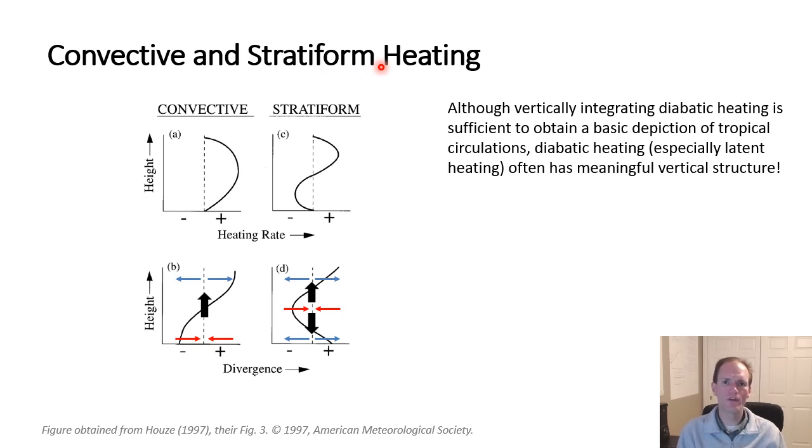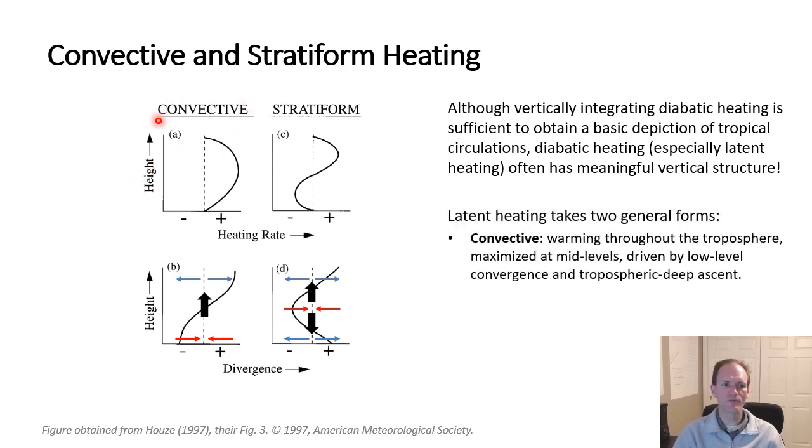So to this point, when we've considered diabatic heating, we've looked at vertically integrated quantities over the depth of the atmosphere, or more specifically the troposphere, where most of this is taking place. But there's very rich structure, especially for latent heating, within the vertical. It's not all constant or uniform with height. So this distinction between convective and stratiform heating helps us to understand the two different types of latent heating profiles that are commonly seen within precipitating features within clouds, not just within the tropics, but also in the mid-latitudes.